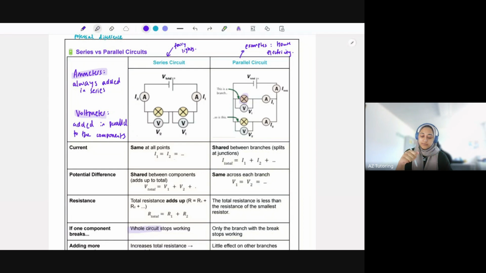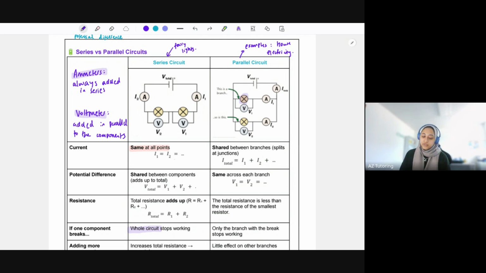Okay, let's have a look at the current and potential difference in these ones. So it's opposite. Let's start off with the series circuit. You can see with the series circuit, the current's going to be the same at all points. That's the reason why I've got I1 equals I2 equals I3 equals I4 and so on. It'll be the same no matter where you are. So for example, if I had 3 amps here, it'll also be 3 amps here as well. The current stays the same.